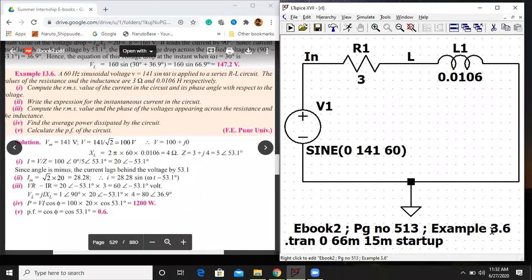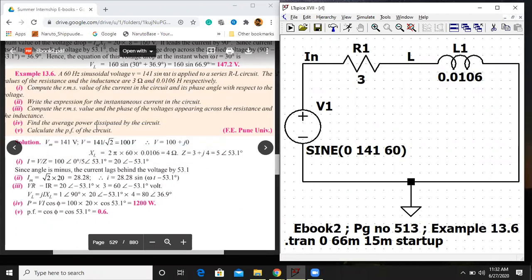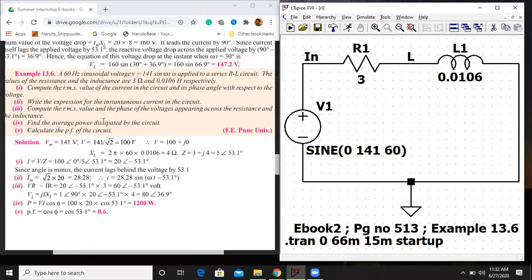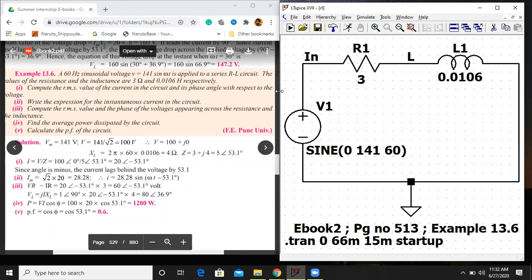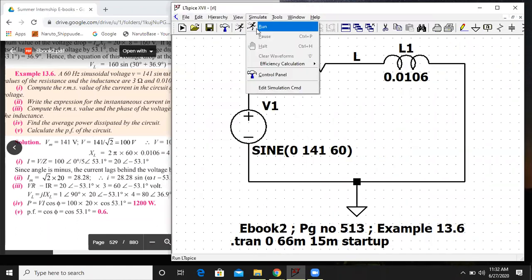I think this is numerical number 3.6. This is taken from ebook 2. This is a solved numerical so that we can compare the results. Everyone ready? Yes, sir. Okay, so I'll simulate this now.